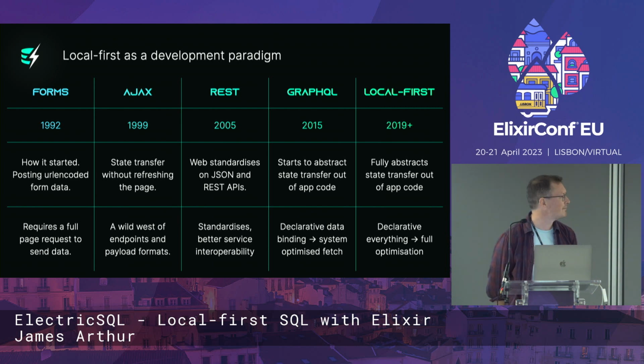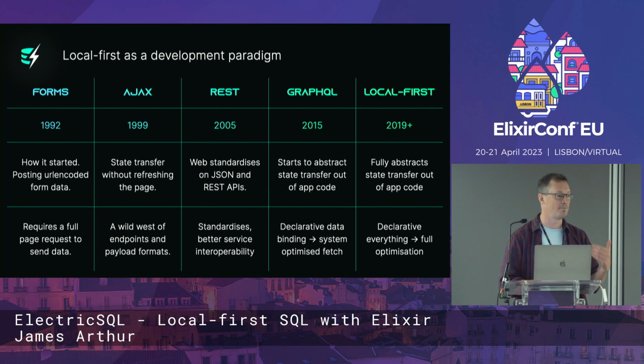So if you think about from back in the day how we started making web applications, you had web forms, then we got Ajax and we could do kind of fancier apps. Ajax largely standardized on REST, and as it standardized, you got a bit more interoperability around the tooling. And then came GraphQL, and GraphQL was the first time really where you start to abstract the state transfer out of the application code.